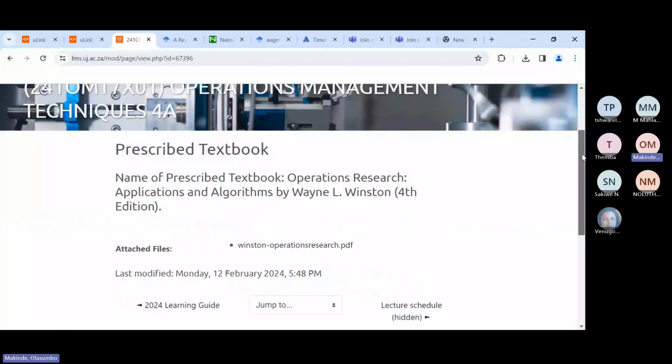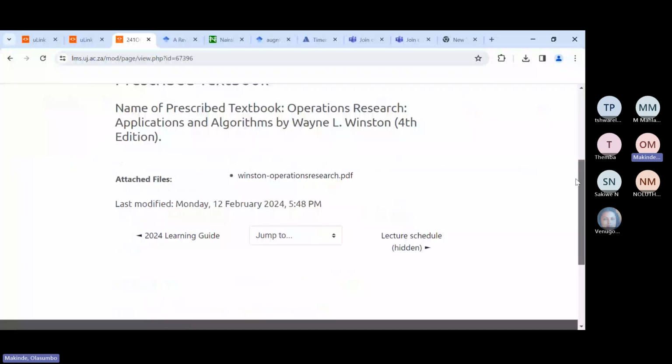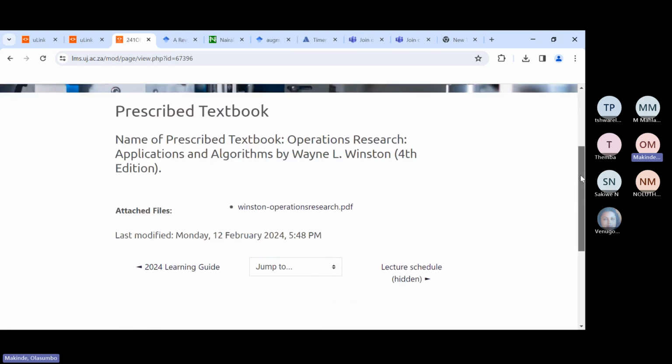The prescribed book we are using is Operations Research: Applications and Algorithms by Winston. And that book is here. You can see it here. Winston Operations Research. If you click it, you're able to download that ebook. I intentionally gave you this because some of you might prefer the ebook nowadays. So once I've loaded it, you can download it and always have access. I think with that being said, let's proceed.